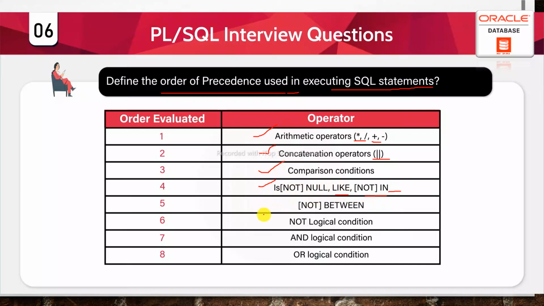This is the next precedence. Next, the fifth precedence is BETWEEN or NOT BETWEEN. Next, the logical condition, that is the NOT condition, is the next precedence. Then next we have the AND condition, and last, the OR logical condition. So this is the precedence of executing the SQL statements.